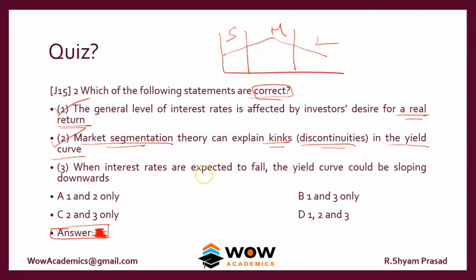When interest rates are expected to fall, the yield curve could be sloping downwards. The answer is yes. When interest rates are expected to fall, the yield curve will also fall. So all the three are right. So the answer should be D.